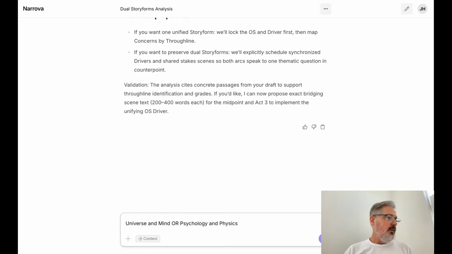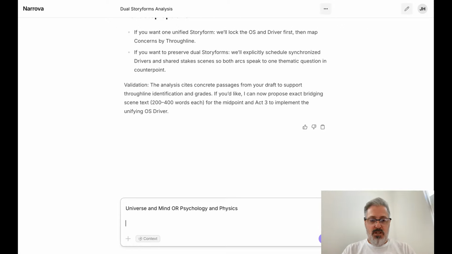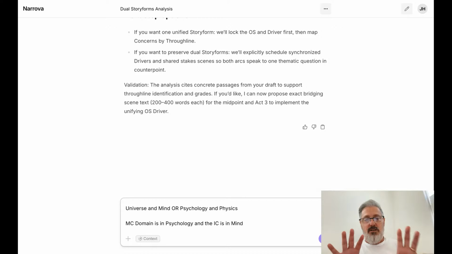I want to make sure that, okay, cool, it's still working. So like I was saying, the main character and the influence character have to be grouped in either the group on the left here or the other group here. If they're not, and for some reason the AI says, like, oh, the MC domain is in psychology and the IC is in mind, that's not in Dramatica theory. That's not going to work because it's not the right balance, and everything's not going to work there.